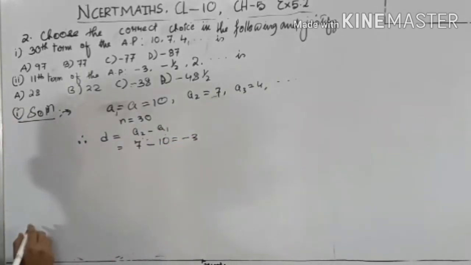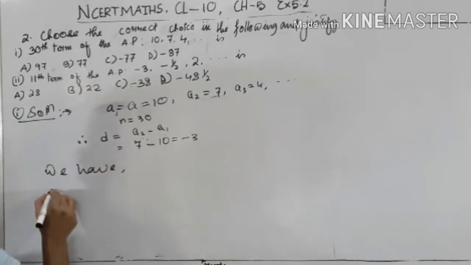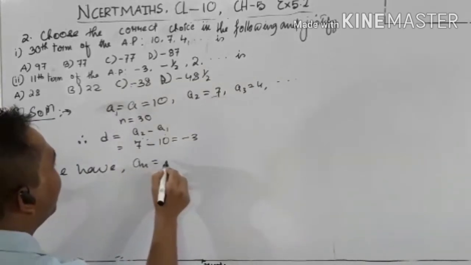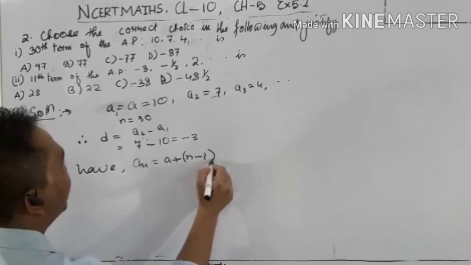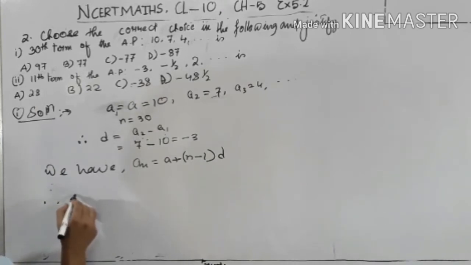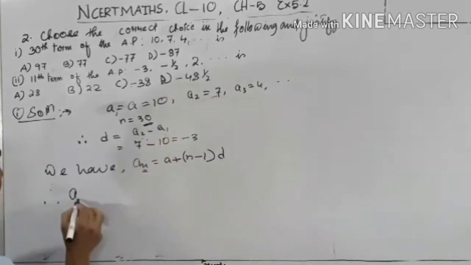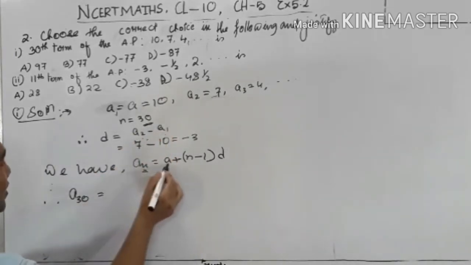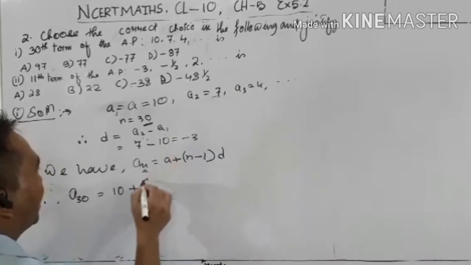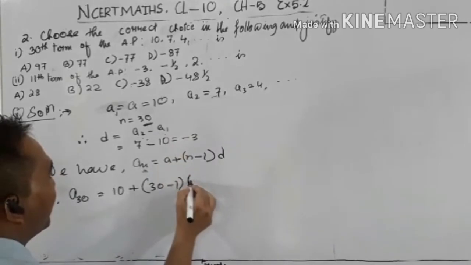Now, what we have to find out? The 30th term, right? We have an equals a plus n minus 1 times d, right? Then you write therefore, since we have to find A30, N equals how much we have written? It's 30. A30 we are finding out, right? First term is 10 plus, n equals 30, so 30 minus 1 times d. D equals how much? Minus 3, right?